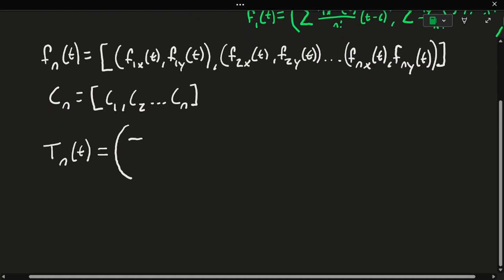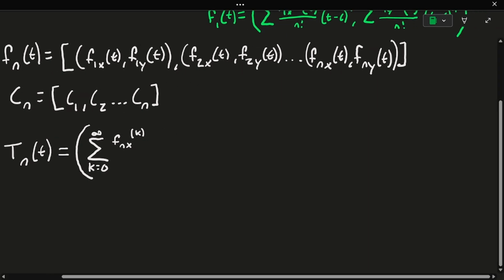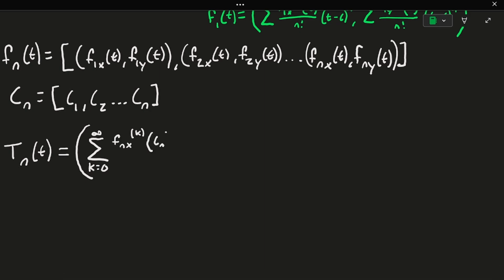So, sum, and I'm going to use k here because we're already using n for the index of the sequence. So, k equals 0, it goes over to infinity, of f n x, that's the kth derivative. Is kth a word? I think kth is a word. I'm going to pretend like kth is a word for now. So that's the kth derivative of fnx, evaluated at Cn, divided by k factorial, t minus Cn to the power of k.